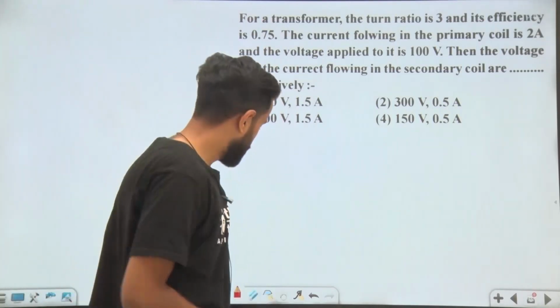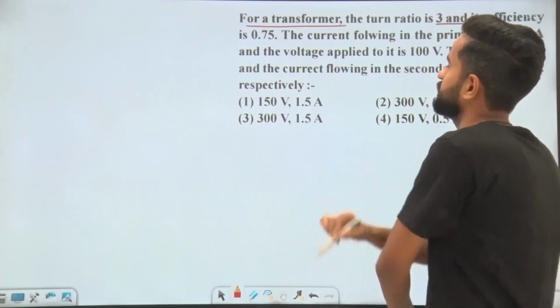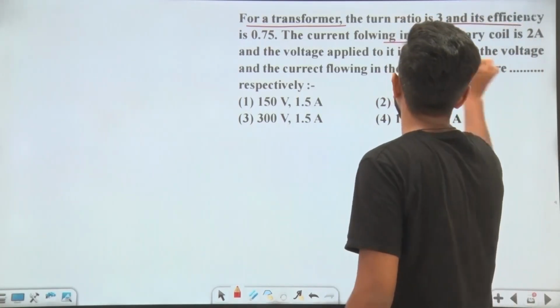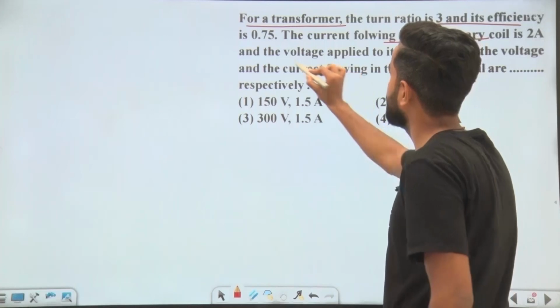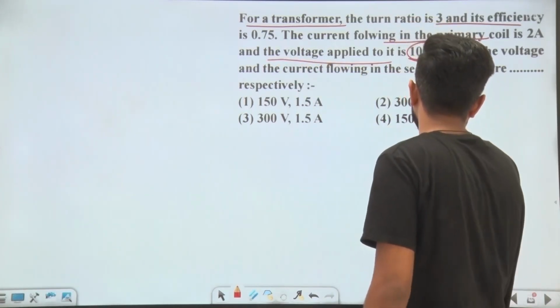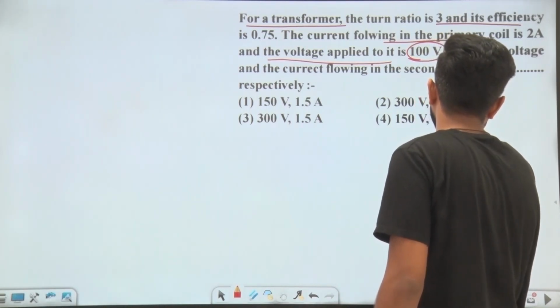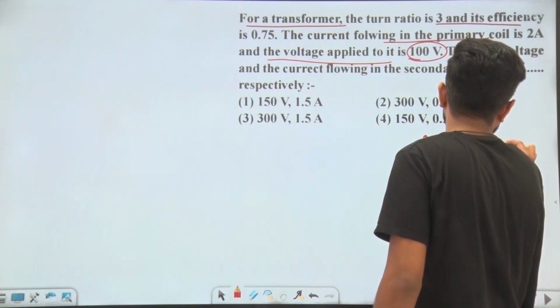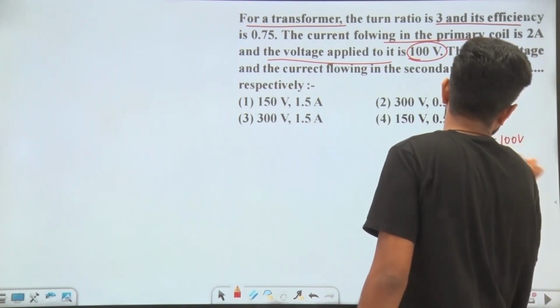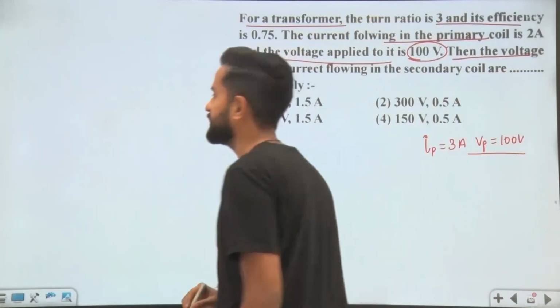Hello students, so the question is, for a transformer the turn ratio is 3 and its efficiency is 0.75, the current flowing in the primary coil is 2 ampere and the voltage applied to it is 100 volt. Okay, so current through the primary coil is 2 ampere and voltage of the primary coil is 100 volt. Now the question asks for the voltage and current flowing through the secondary coil.